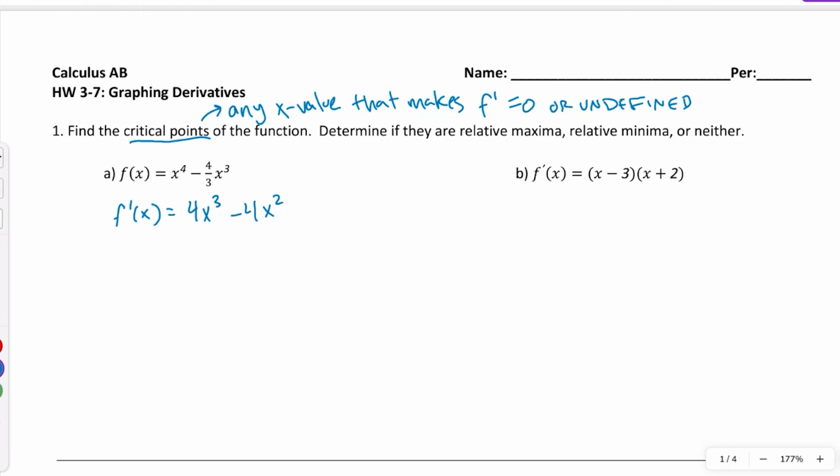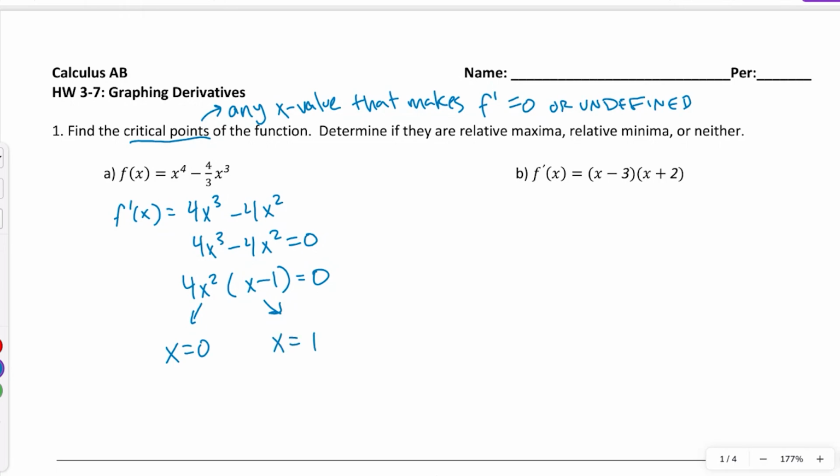Cubic functions are never undefined, so we don't really need to worry about that component to it. But let's go ahead and set this equal to 0. Factor out a 4x squared. And then set each one of these two factors equal to 0 and solve them both. We're going to get x equals 0 and x equals 1.